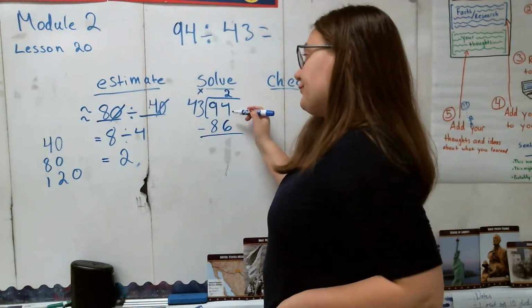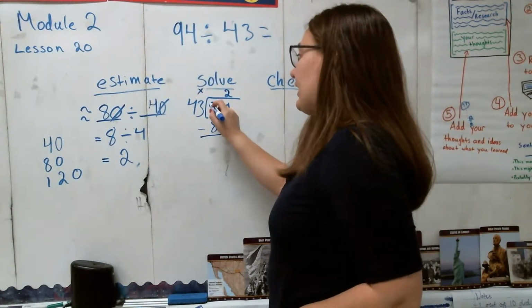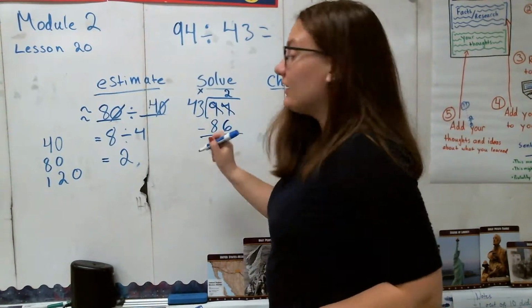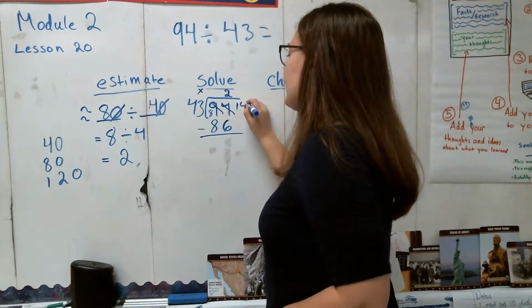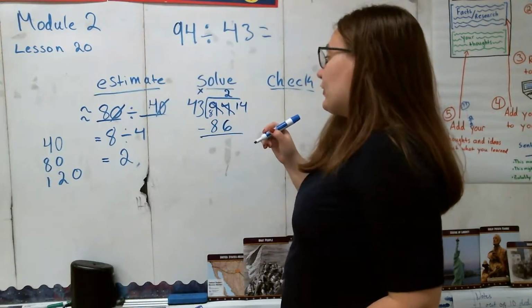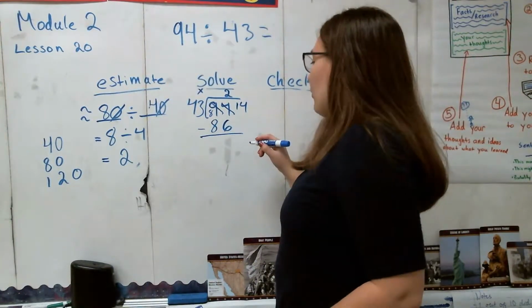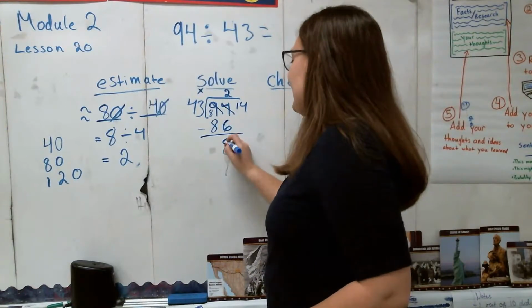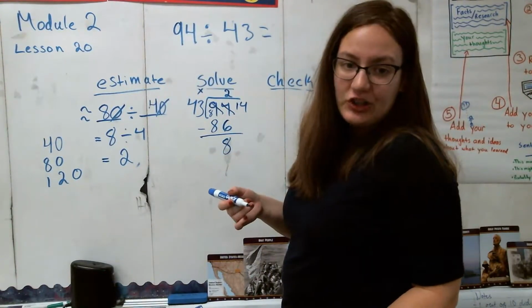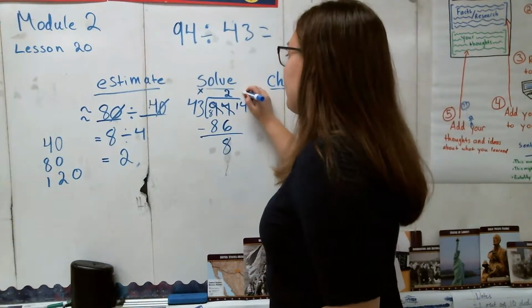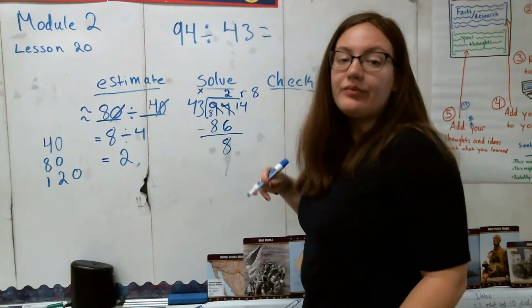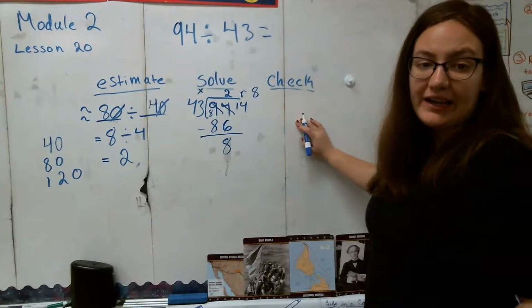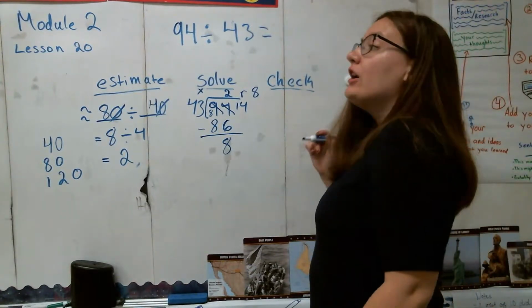I can't do 4 minus 6. I need to cross out the 4, cross off that 9. The 9 becomes an 8, and this 4 becomes a 14. Then I do 14 minus 6, which gives me 8. And then 8 minus 8 is just 0. So that leaves me with my final answer of 2 remainder 8. Now I have to do my check as well so I can make sure my answer is correct.